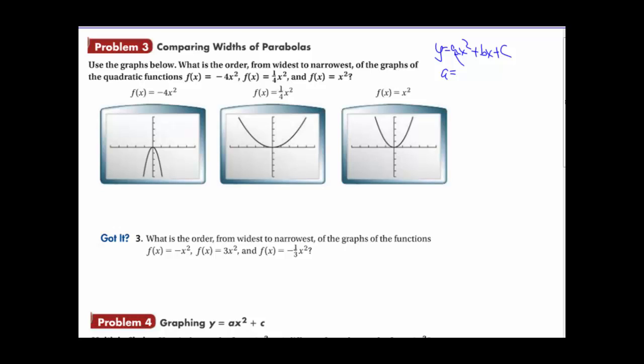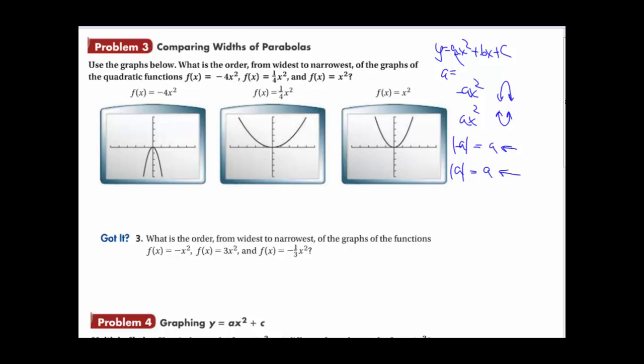If you remember, if this were negative ax squared, we know it opens down. If it's positive ax squared, we know it opens up. So whether it's negative or positive, that just determines if it goes up or down. The actual number or coefficient that we have, if we take the absolute value of a, this is going to help us determine if it's wide or narrow.